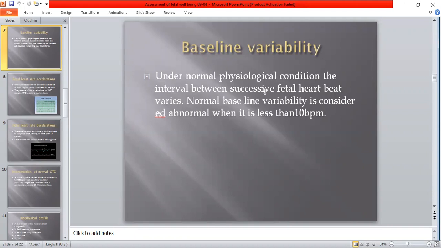So we have to prolong the CTG for at least 90 minutes or more. If after 30 minutes the baseline variability is normal, it means that during the 20 to 30 minutes when variability was less than 10 beats per minute, the fetus was sleeping.